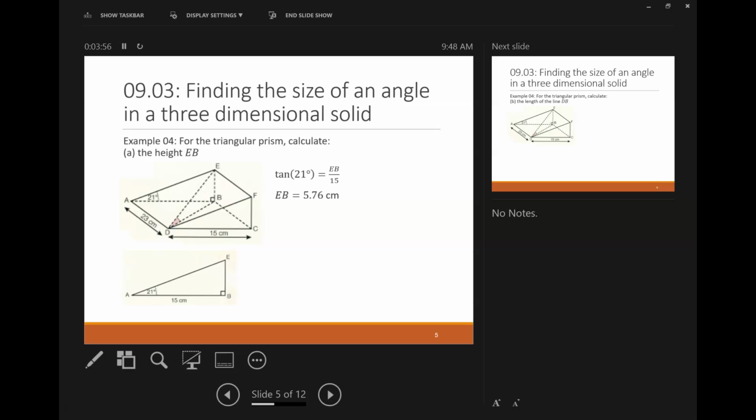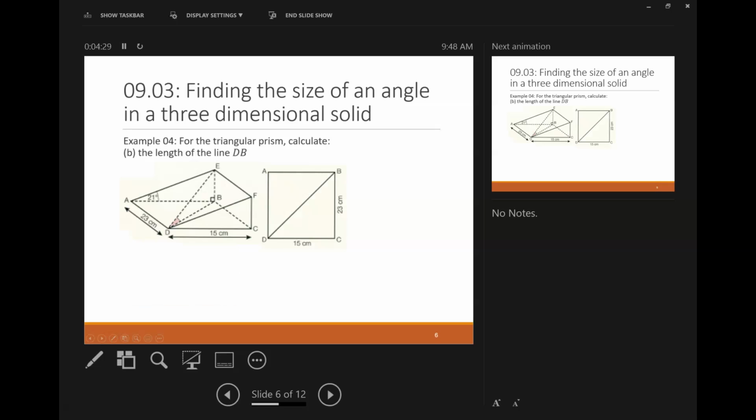Which triangle do we want to use to calculate the length of BD? About like BDC or ABD, it doesn't really matter. They're both kind of the same triangle. So let's say we're looking at BDC. Obviously, DC is 15. What other side do I know? BC is 23, right? And so I can use the Pythagorean theorem to find BD. Everybody good there?